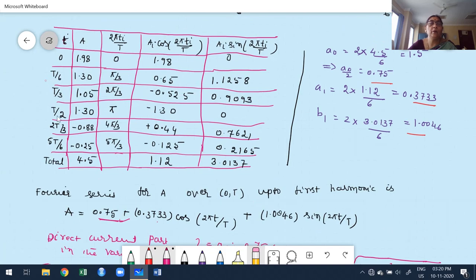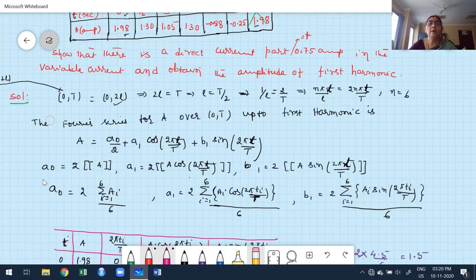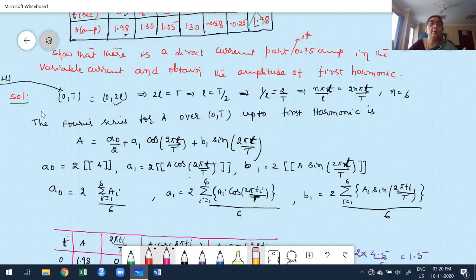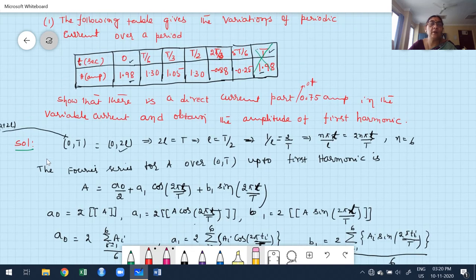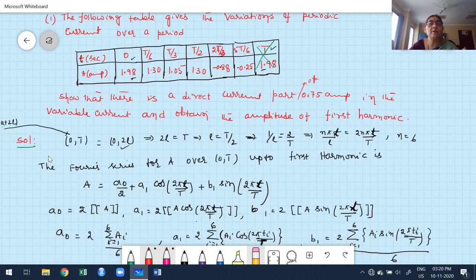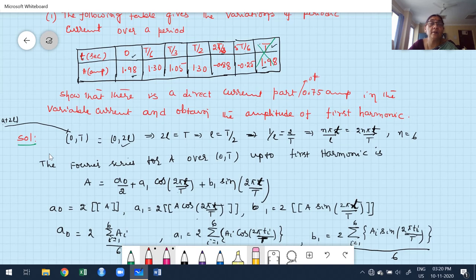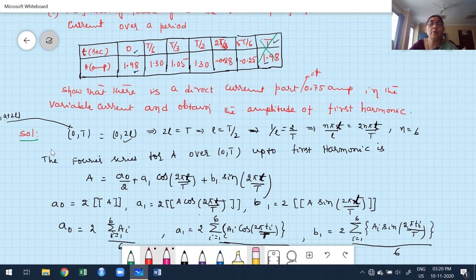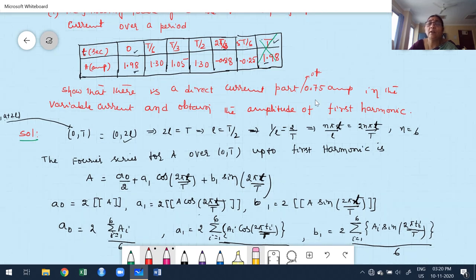Now before moving to the next step, I made a mistake in the beginning, but keep in mind x is nothing but the first row variable, and f of x is nothing but the second row variable. Based on that, we have to construct the series. Here, I want to construct the Fourier series up to the first harmonic. Why up to the first harmonic? Because they're asking for the amplitude of the first harmonic.